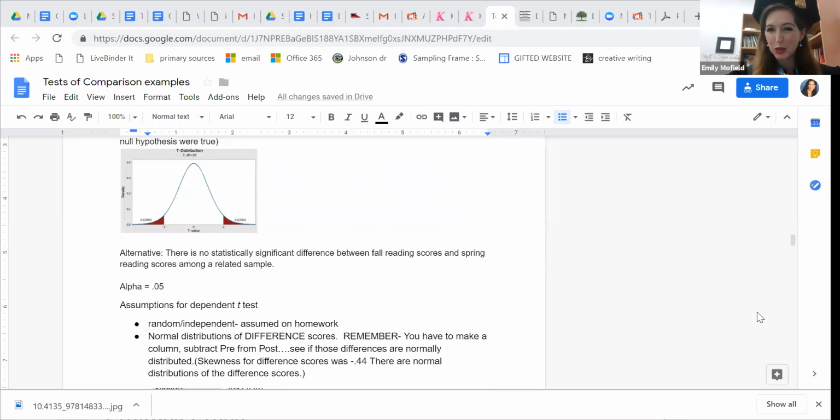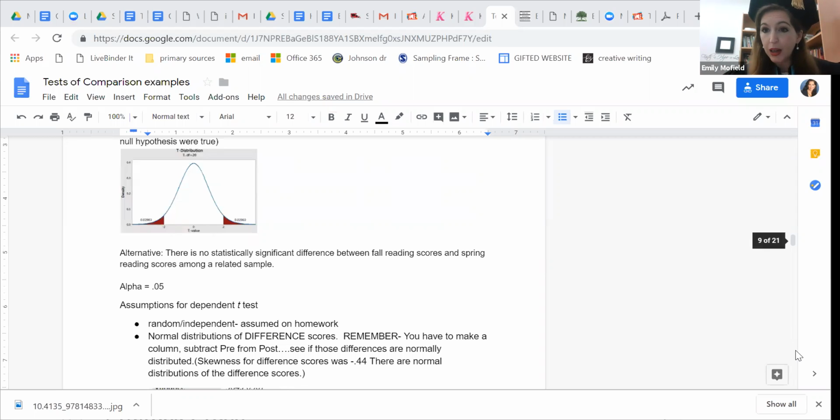So first we have to assume that our sample is random and independent. I'm going to assume that for most of our homework assignments. You need to think about that with your sample. And we have to assume normal distributions, but this time it's normal distributions of the differences, the difference scores. Remember, in your computer program, you create a column looking at the difference between time 1 and time 2, and then you look at the normal distribution of that column, of those differences. For this data set, the skewness was between -1 and 1 for those differences, so I'm going to assume normal distributions.